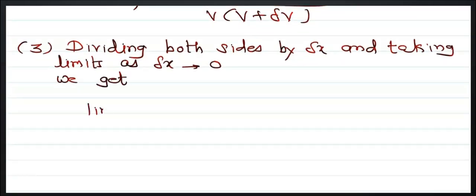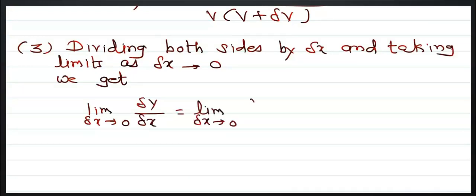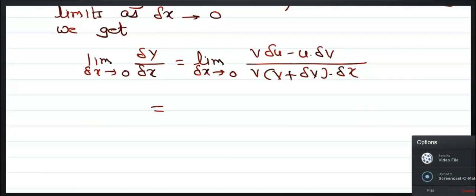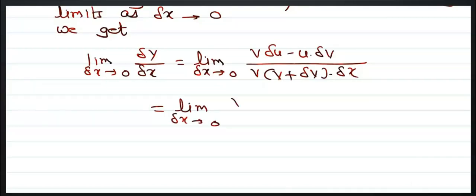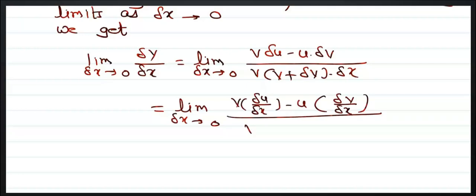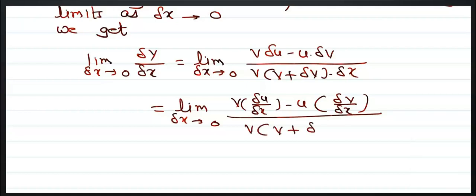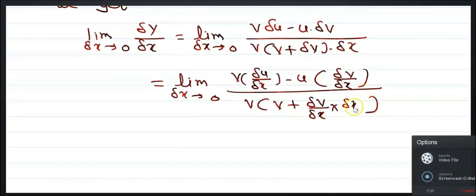Therefore, we get limit delta x tends to 0, delta y by delta x, equals limit delta x tends to 0, v into delta u minus u into delta v upon v in bracket v plus delta v into delta x. Limit delta x tends to 0, v into delta u upon delta x minus u into delta v by delta x, upon v in bracket v plus delta x into delta v upon delta x into delta x.